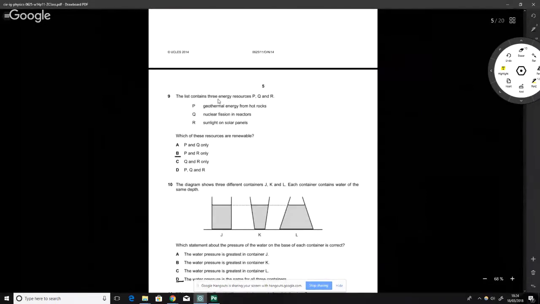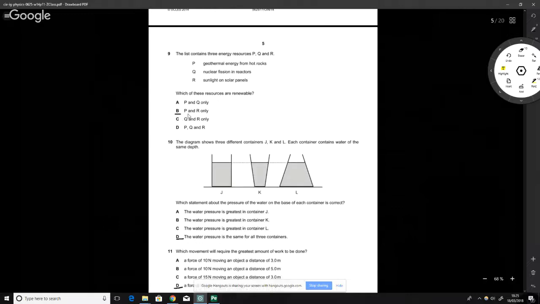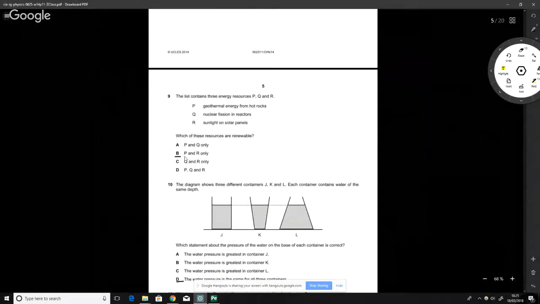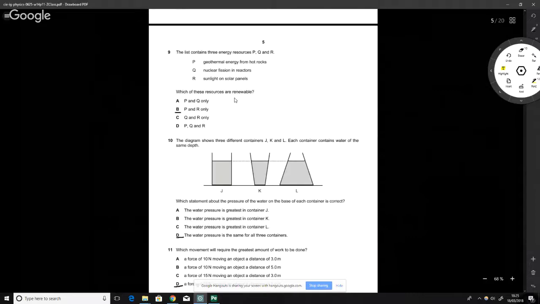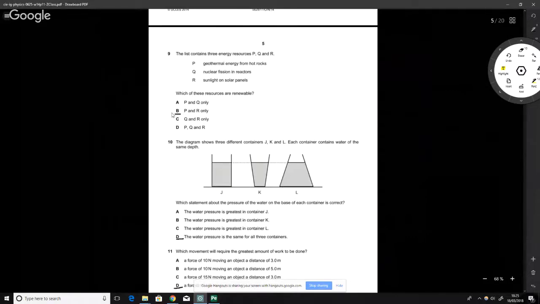All right. The list contains 3 energy sources. Which of these sources are renewable? Well, the answer here is geothermal and sunlight on a solar panel, and nuclear fission is not. Technically, geothermal is not renewable because it does have a limited source. I mean, technically even sunlight is limited. The time scale at which these things would run out would be massively different. It would probably go in the order of fuels running out first, then geothermal, and then sunlight would probably run out eventually. But for a practical answer, it is B.